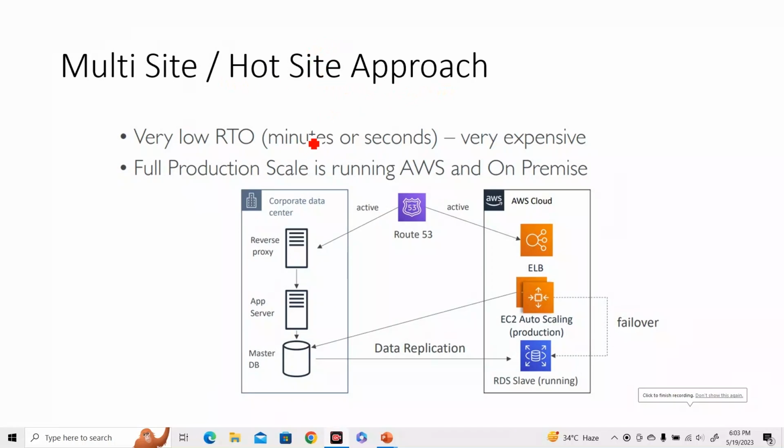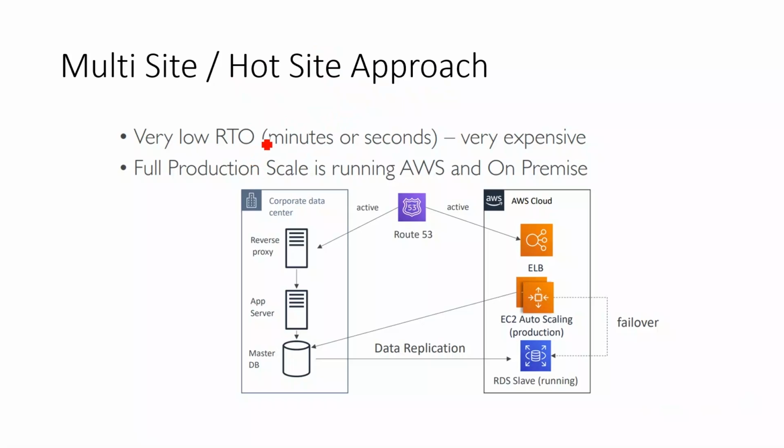Now the multi-site or hot site approach. This technique has the least RTO, which is recovery time objective. It can be minutes or even seconds, but it's very expensive. Why? Because you are actually keeping a replication of your production load at a different place. If any kind of disaster happens, you just switch over to that place. For example, you are running the same exact copy of your production application on the AWS cloud, and you are using Route 53 for DNS failover, and as disaster happens, it just fails over to the AWS cloud, and it's an active technique.